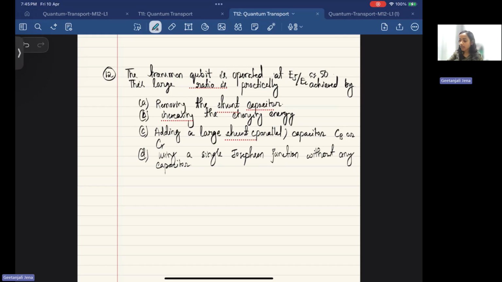So how do we achieve this high value of EJ by EC in this transmon qubit to minimize the decoherence? If you recall the lecture, practically we can use a large shunt capacitor to achieve this value. Okay, so option C is the answer to it.